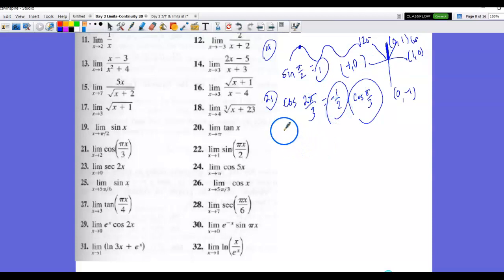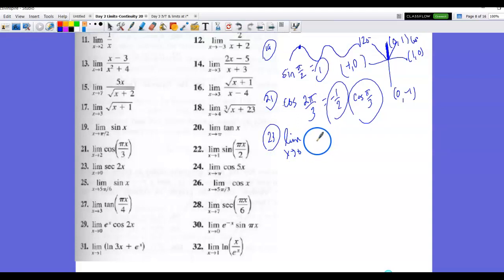Number 23, oh no, secant, seriously. Secant does have some discontinuity, so I have to be careful. So let me try direct substitution first. It'll be evident if I am approaching an asymptote.